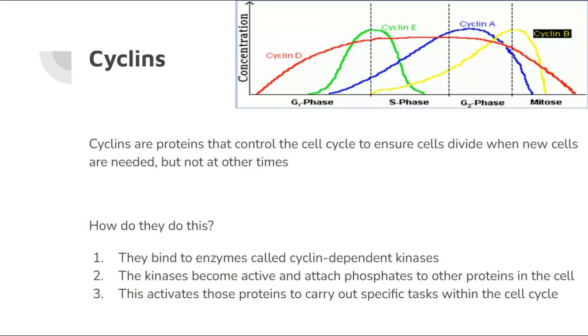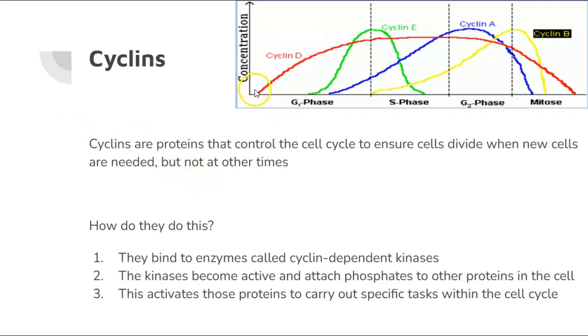Now, how does this all happen? Well, you can thank cyclins for that. They are proteins that control the cell cycle to ensure cells divide when new cells are needed, but not at other times. Remember I said that cells spend most of their time in interphase, so they don't need to divide 24/7. They do divide frequently, but they don't need to divide immediately all the time, never stopping, because then you're just overrun with cells when you don't need that many.